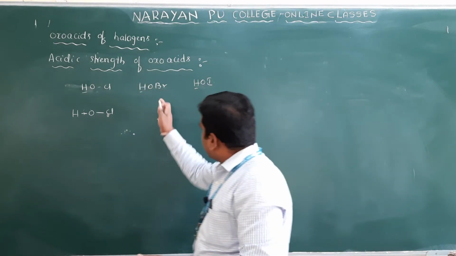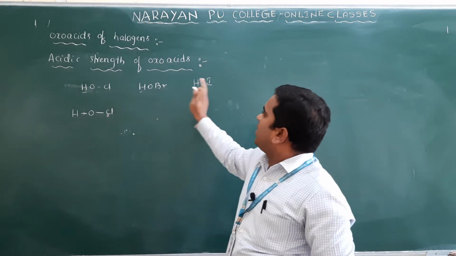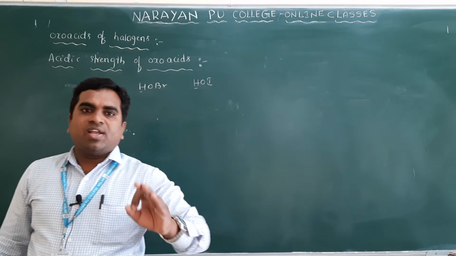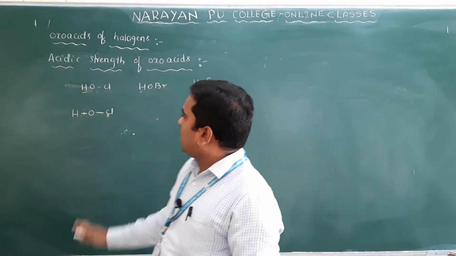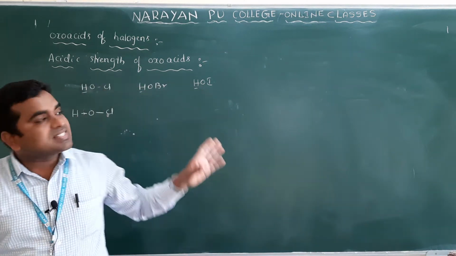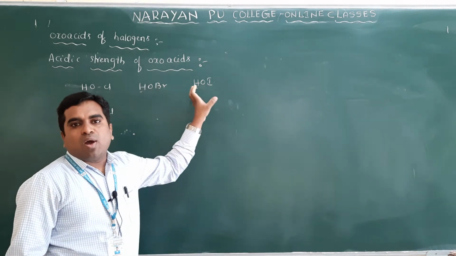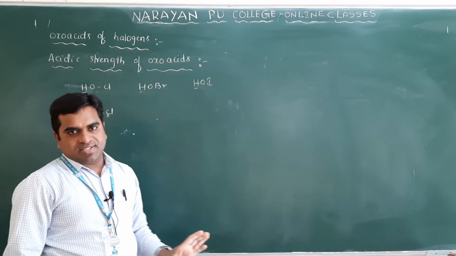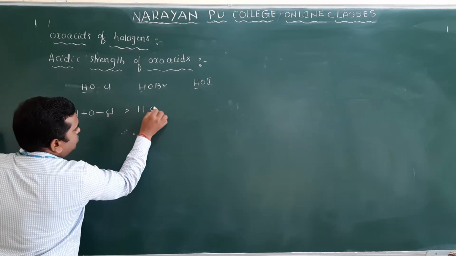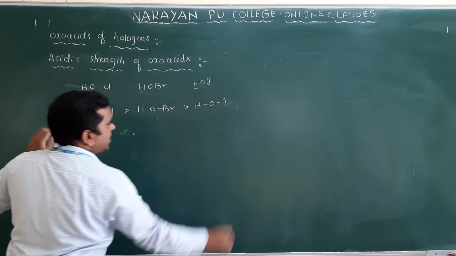Clear, my friends? In the same way, chlorine is more electronegative than bromine and then iodine. So the acidic strength here depends upon the electronegativity of the halogen atom. As the electronegativity increases, the acidic strength of these hypohalous acids also increases. So what is the order here? HOCl, HOBr, HOI. This is the acidic strength.